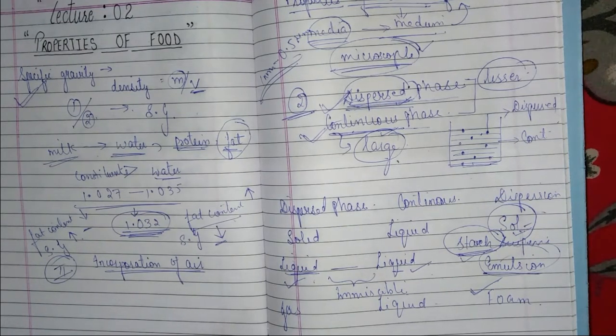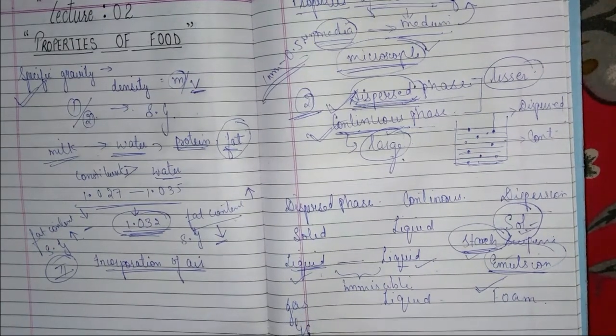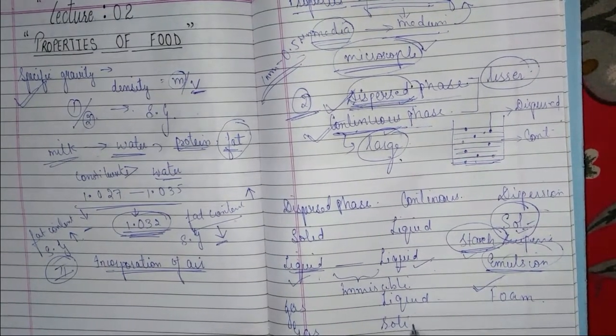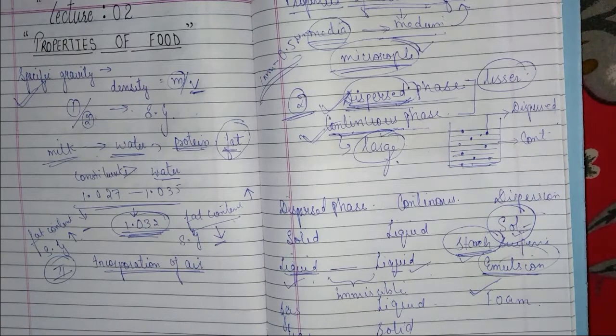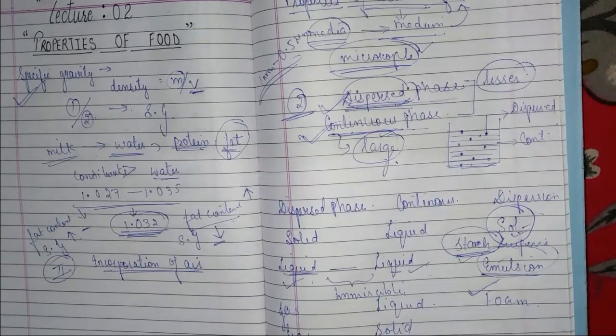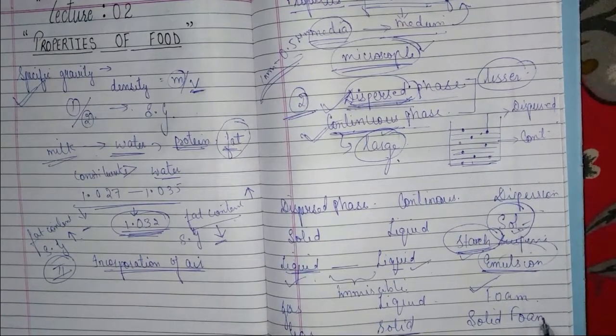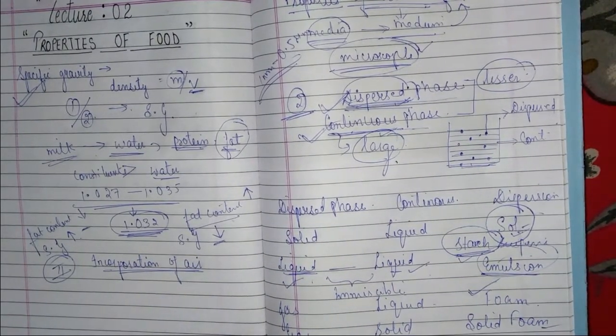And the fourth type of colloidal solution is gas in solid. During the baking of cake, you must have seen that when we do the creaming, we take butter and icing sugar and then beat it to incorporate air. That is the example of gas in solid, which forms solid foam. This is known as solid foam. So the example of this has also been done.